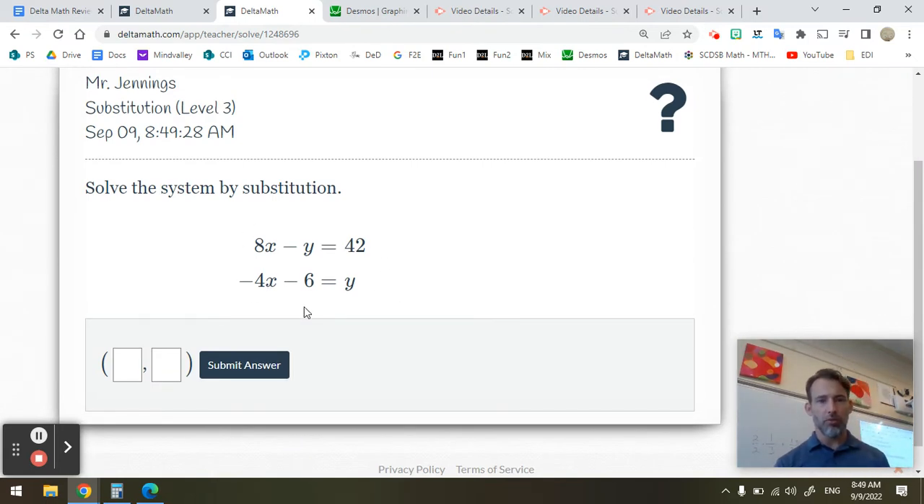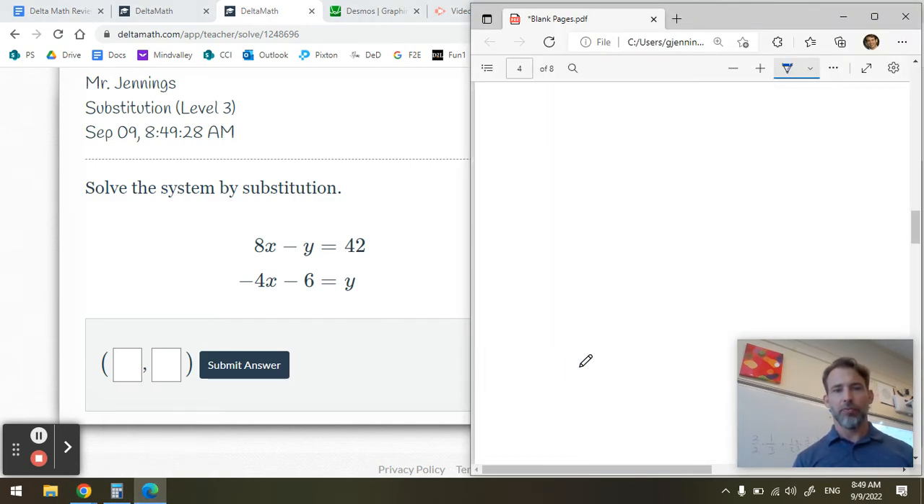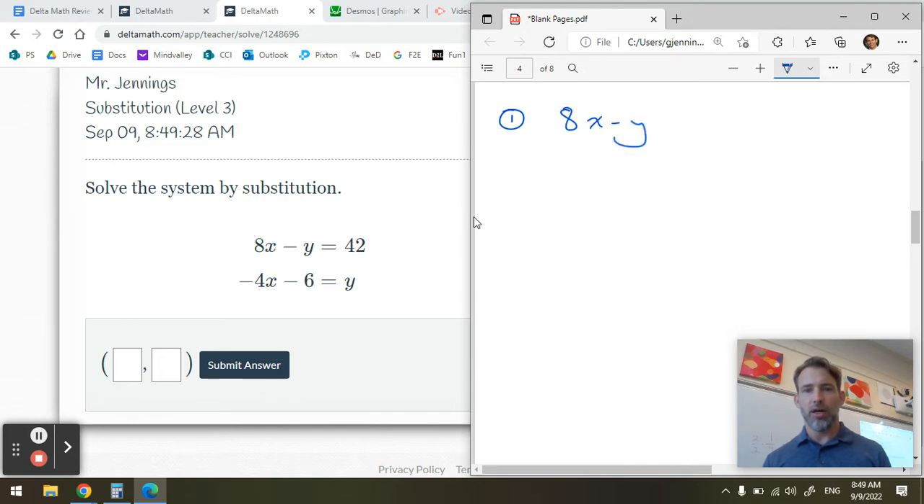So now let's take a look at one of the trickier problems where here I don't have one of my variables already isolated. Oh, actually I do. Y is isolated in this case. So I can actually substitute directly there. So let's go ahead and do that. All right. I'm going to start by writing down the first equation. My first equation is 8x minus y equals 42. And now I'm going to substitute the second equation in for y.